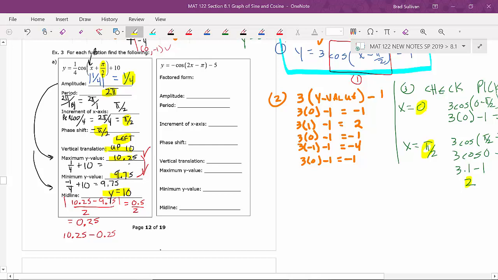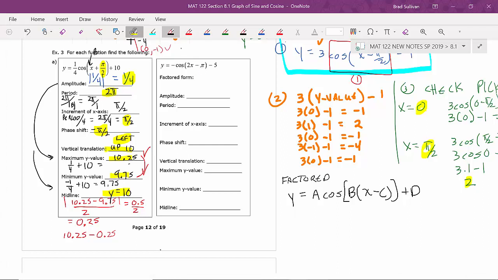Okay, now I'm going to go to this next one, and what we want to do with this is, the first thing is, this is not in a factored form. You're always looking for a factored form like this. You always want to have y equals the amplitude, and if it's a cosine, you'd have cosine b parentheses x minus c plus d. This is not in a factored form, so we have to factor it. So I'm just going to do this down here, and we'll focus on this part of the problem right here.